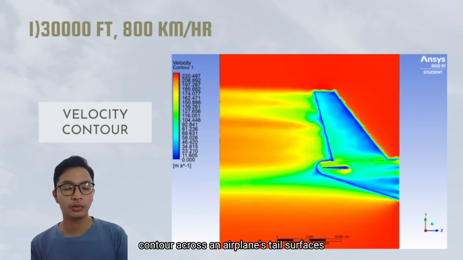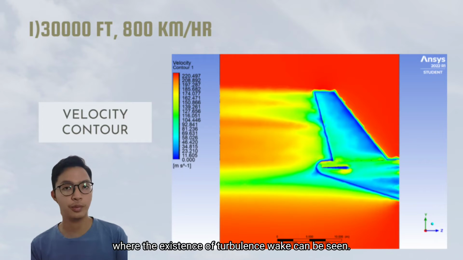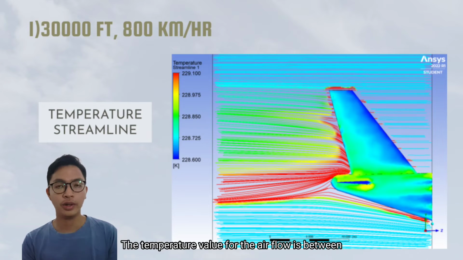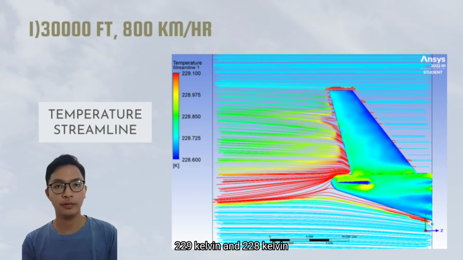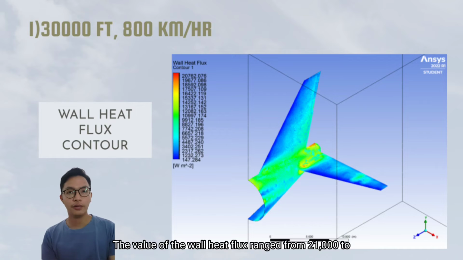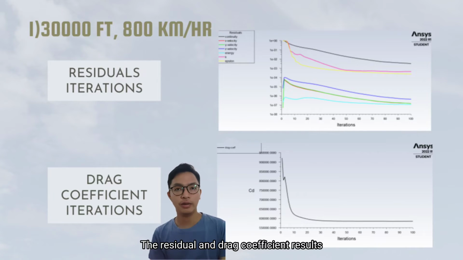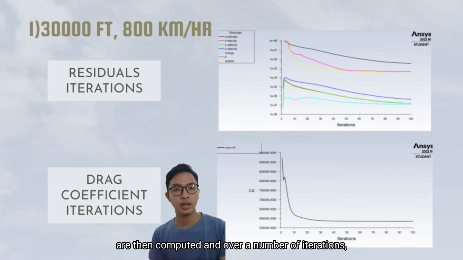This is the airflow velocity contour across an airplane's tail surfaces where the existence of turbulence wake can be seen. The temperature value for the airflow is between 229 Kelvin and 228 Kelvin according to the temperature streamline. The value of the wall heat flux ranges from 21 to 147 watt per meter square. The residual and drag coefficient results are then computed, and over a number of iterations, the numbers tend to approach a constant value after several computations.